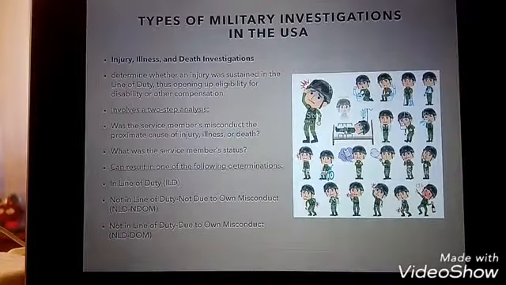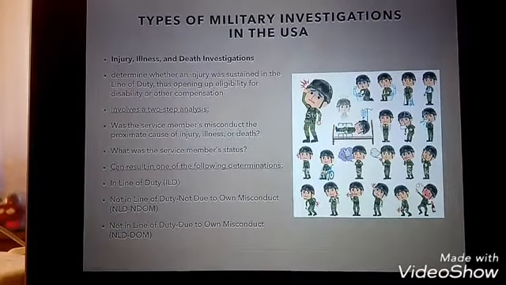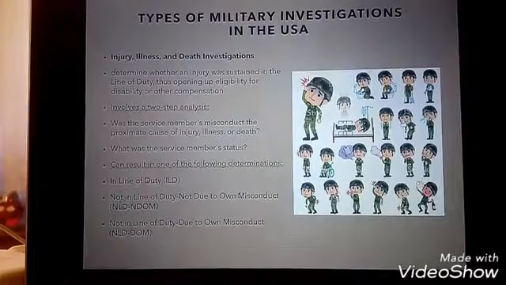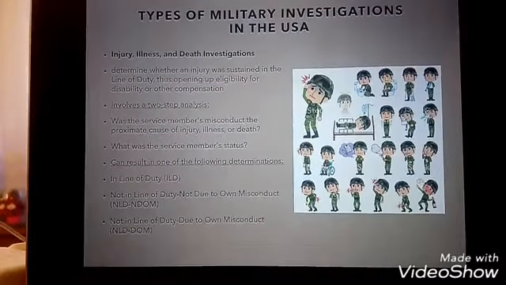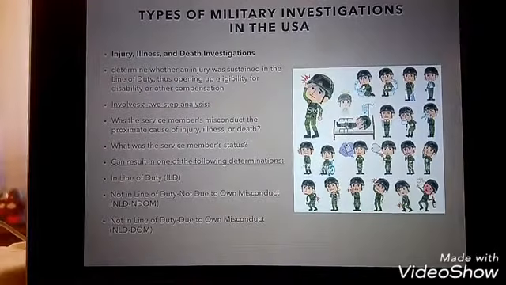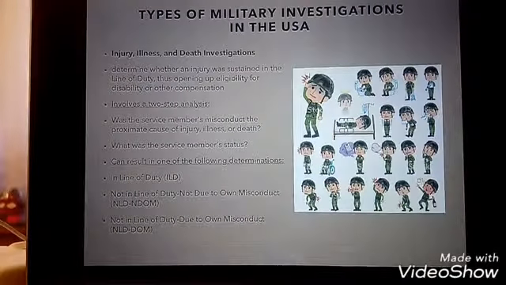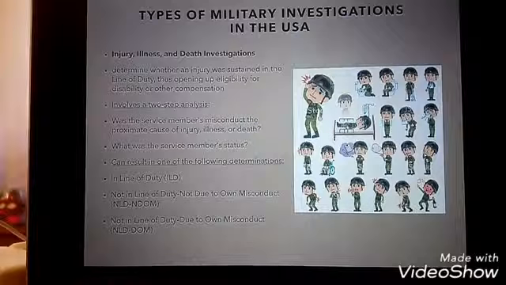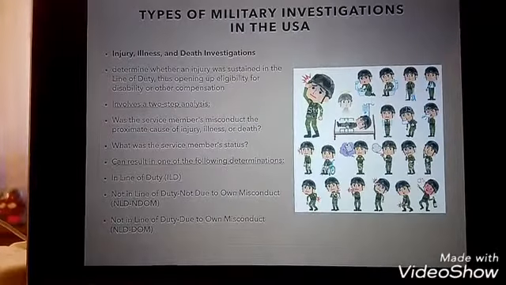This investigation can result in one of the following determinations. The first one is in line of duty, the second one is not in line of duty, not due to own misconduct, and the last one is not in line of duty due to own misconduct.